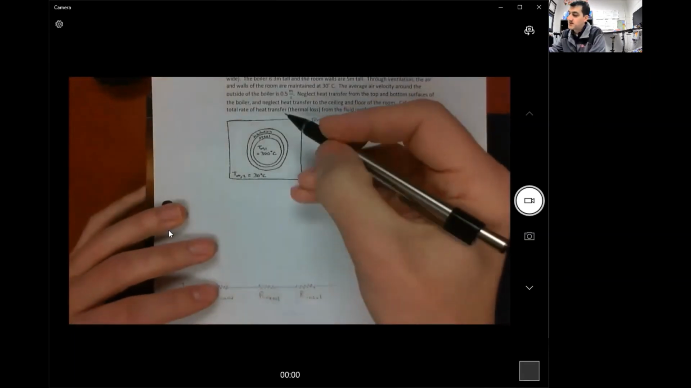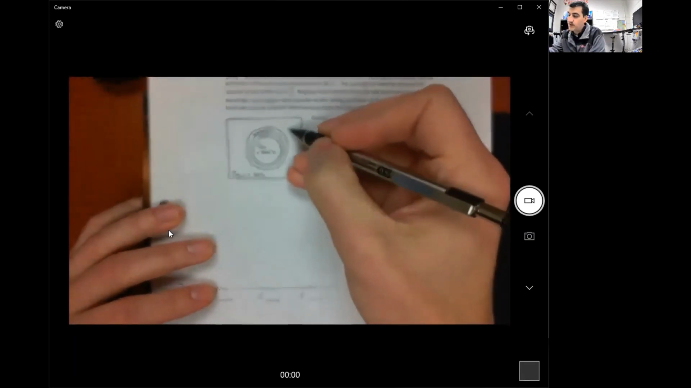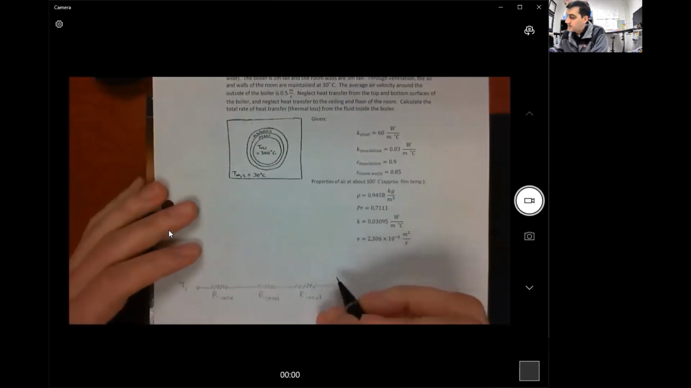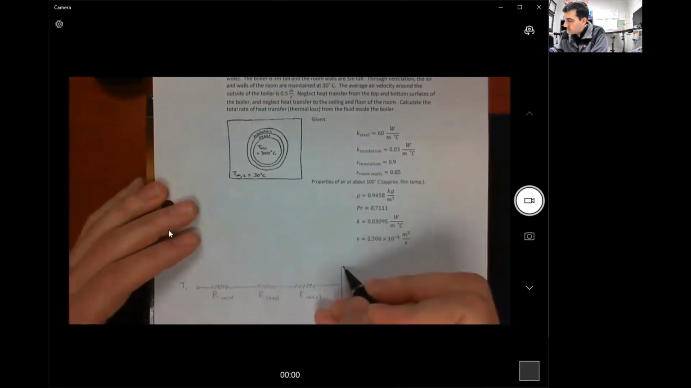Now what's going to happen? Now we're going to have thermal energy that can be transferred via convection because we've got a fluid flowing over this boiler. And it's also going to be transferred via radiation. Those are two independent modes of heat transfer that can both be happening at the same time. So does that sound like series or parallel? Hopefully it sounds like parallel. So I've actually got two different modes that can happen at the same time.